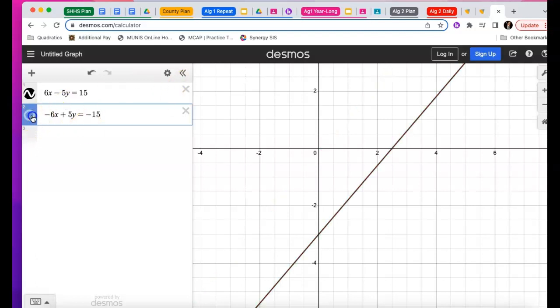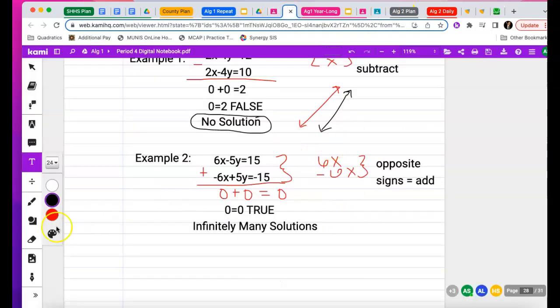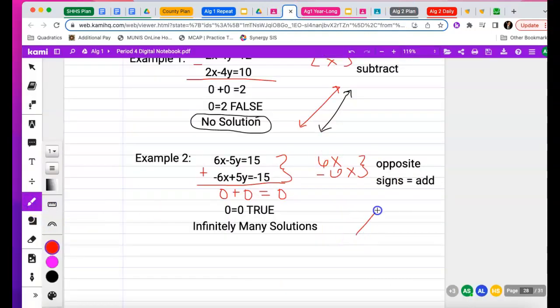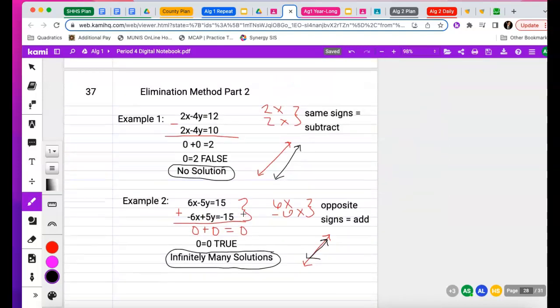So I see that I have a line on top of a line. I have my overlapping lines, which if we remember from a previous page, whenever we have overlapping lines like that, that means there's infinitely many solutions. Every single point on that graph is a solution. So we can back that up and say that any true statement, when we get a number equals a number, it's true. That means that there are infinitely many solutions.